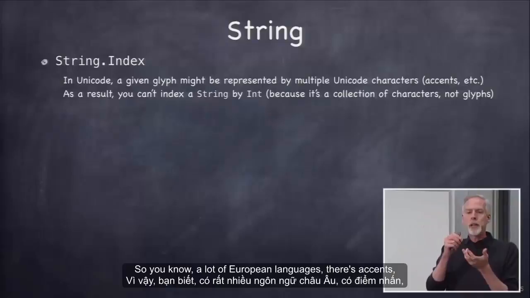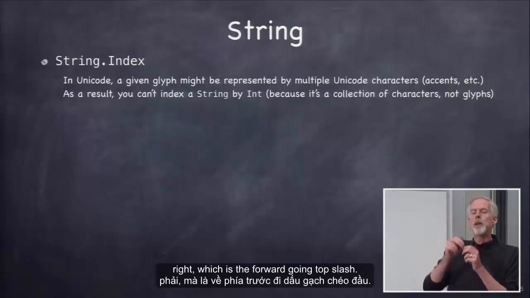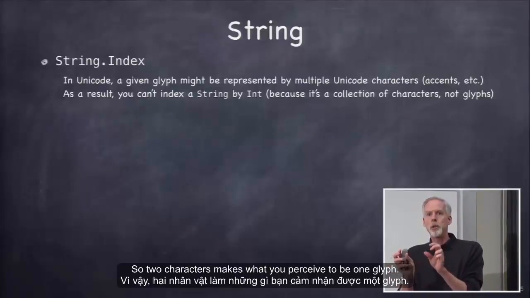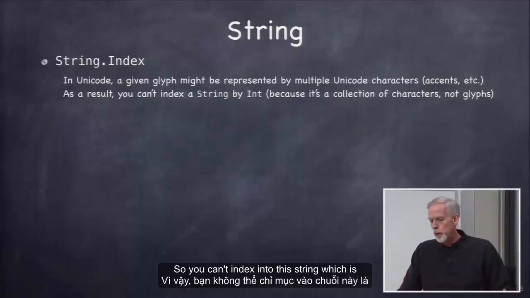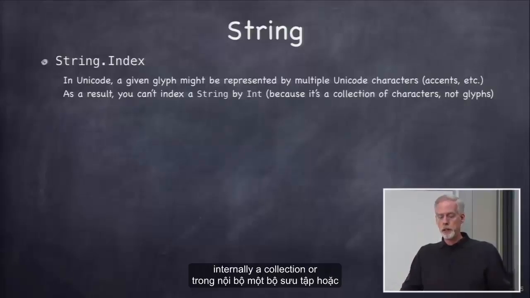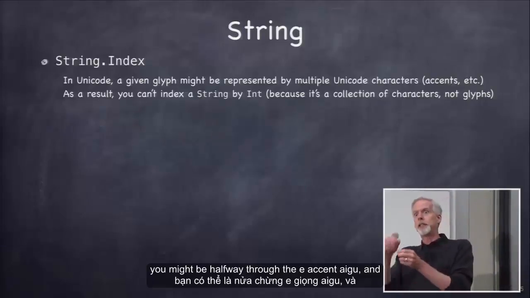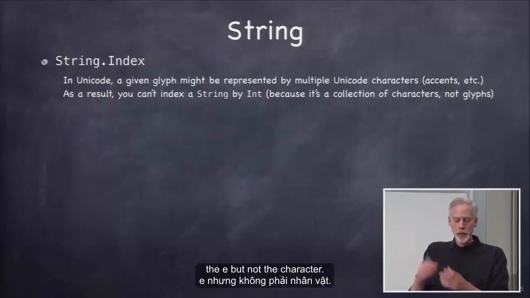For example, an accent. So, a lot of European languages, there's accents. Okay, maybe, in French you have accent aigu, right, which is the forward-going top slash. Well, that could be two Unicode characters, E and the accent character. So two characters make what you perceive to be one glyph. So you can't index into this string, which is an array of characters. That's what a string is. A string is essentially internally a collection, an ordered collection of Unicode characters. You can't really index by int, or you might be halfway through the accent aigu, and you're getting either the accent aigu or the E, but not the character.